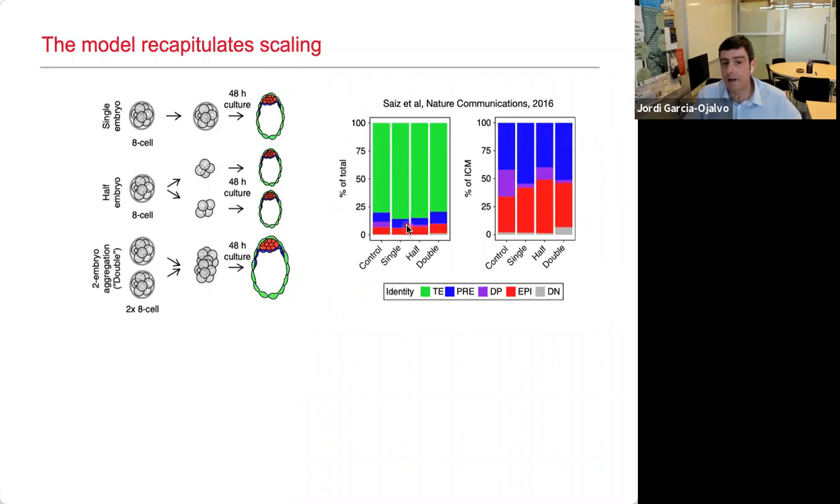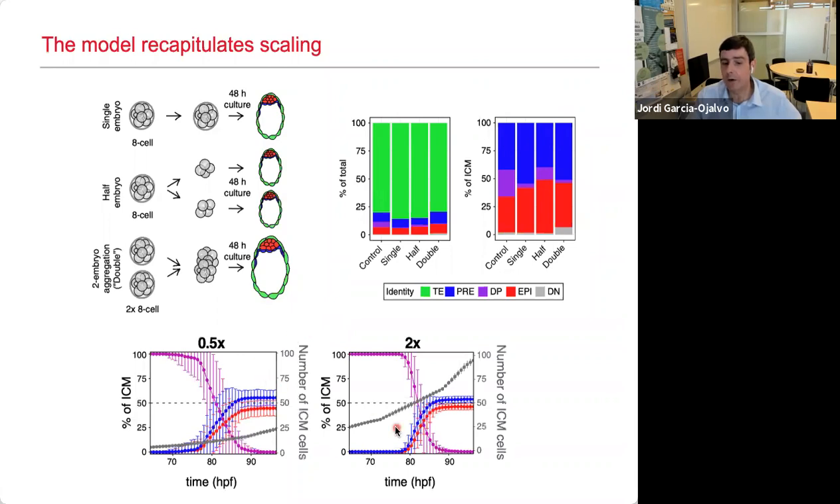Okay, so this indicates that these kinds of systems have this type of scaling property. And the question is whether our very simple, minimal model reproduces this scaling. And indeed, this is the case. We can take an embryo, split it in half, and let it run in the simulations. And we see that we get a split that is more or less the same as the wild type. The same thing happens if we double the embryo size.